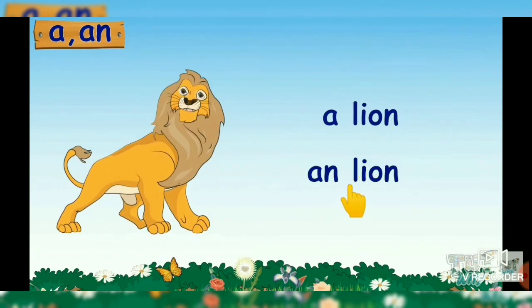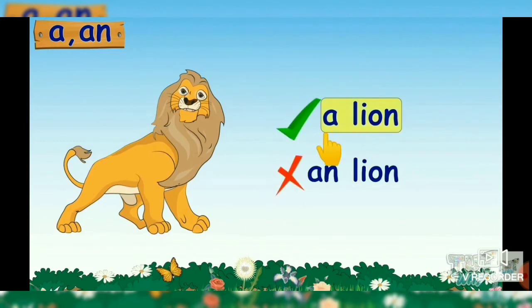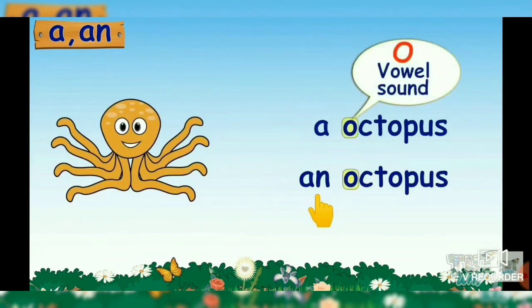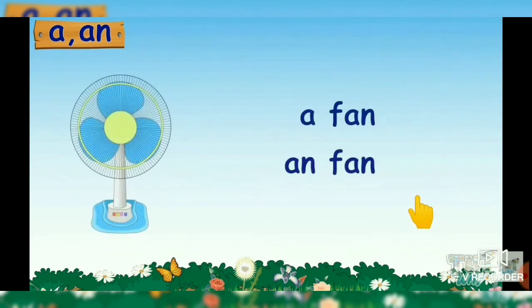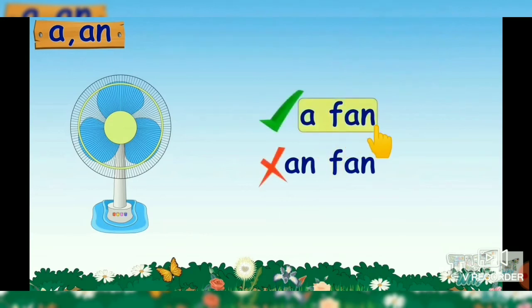A lion or an lion? Children, here the starting letter in lion is L. L stands for consonant. That's why here we choose a lion. A octopus, an octopus. Here the starting letter of octopus is O, a vowel sound. That's why here we choose an octopus. A fan or an fan? In this word the starting letter is F, a consonant sound. That's why we choose a fan.